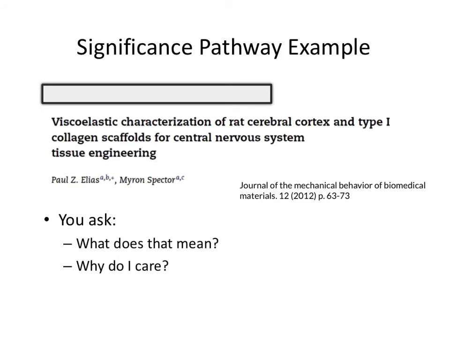We'll illustrate the significance pathway using a specific example. I recognize you haven't read this article. We'll just walk through an illustration. So the article is Viscoelastic Characterization of Rat Cerebral Cortex and Type 1 Collagen Scaffolds for Central Nervous System Tissue Engineering from the Journal of Mechanical Behavior of Biomedical Materials, Volume 12. So we may ask in this situation, what does that whole title mean, and why do I care? These questions are generally answered in the significance.